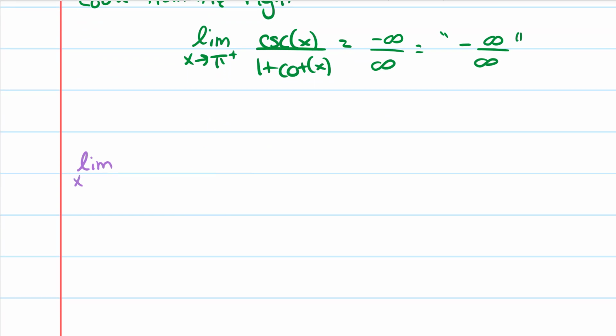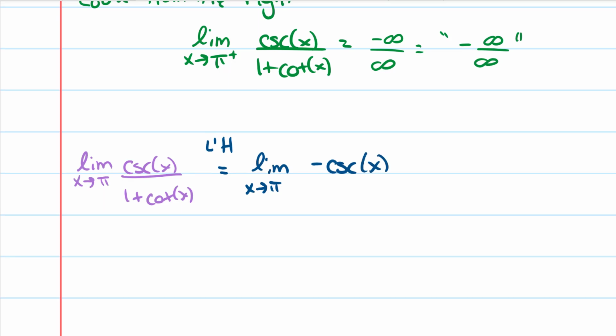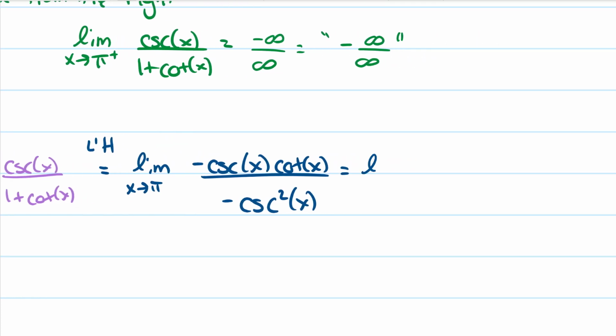We get that this is the limit as x approaches pi of cosecant of x divided by 1 plus cotangent of x. And since we get infinity over infinity, we're going to use L'Hopital's rule here. So this becomes the limit as x approaches pi, and the derivative of cosecant is negative cosecant of x cotangent x, divided by the derivative of cotangent, which is negative cosecant squared of x. So just now simplifying with algebra, you get the limit as x goes to pi. The cosecant is going to cancel, so is the negative. So I get cotangent of x divided by cosecant of x.